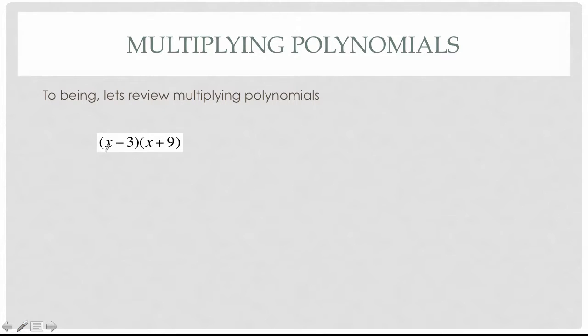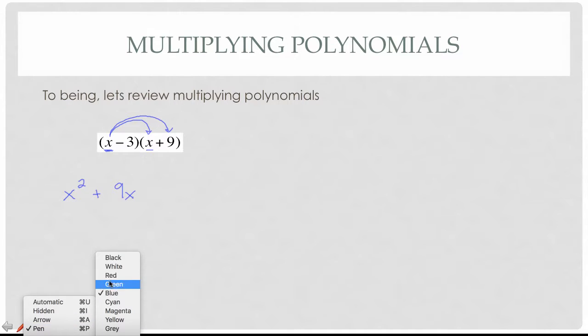All right, well, let's do that. So if you remember, there's the FOIL method, there's the distributive method. Basically, each term needs to multiply every other term. So I'm going to start with this x, and it needs to multiply that x over there. So that gives me x squared. This x also then needs to multiply the 9, so it's a positive 9 term. So x times 9 gives me plus 9x.